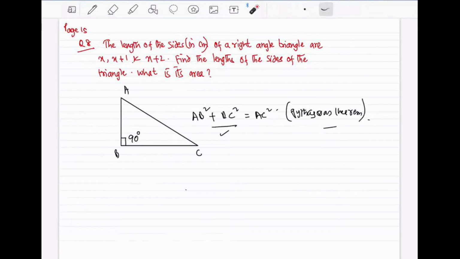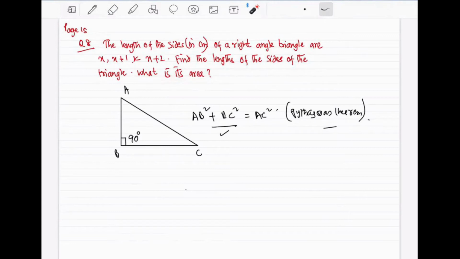Okay, let's look at question number 8 then. The length of the sides of a right angle triangle. We have got a right angle triangle, and since there are 3 sides, the lengths are x, x plus 1 and x plus 2. Find the lengths of the sides of the triangle. Okay, so it's given in terms of x, x plus 1 and x plus 2. The question wants us to find out the value numerically, in terms of numbers. And also the question wants us to find its area.